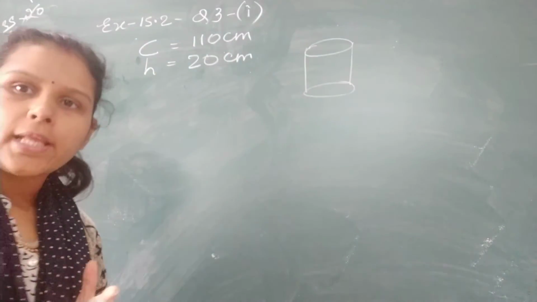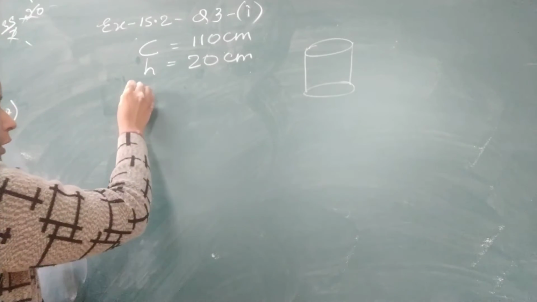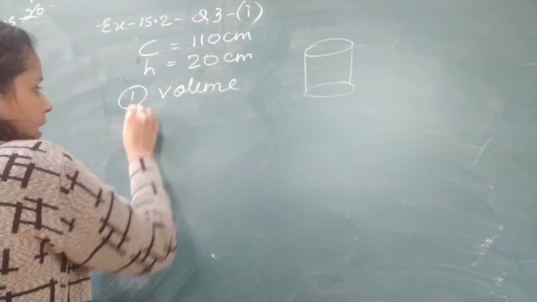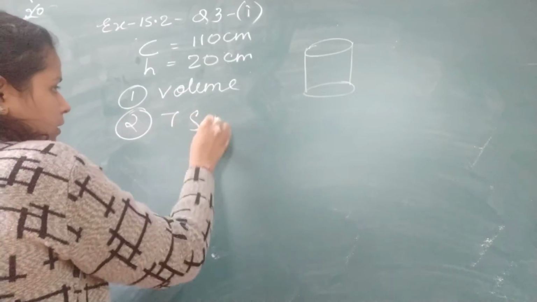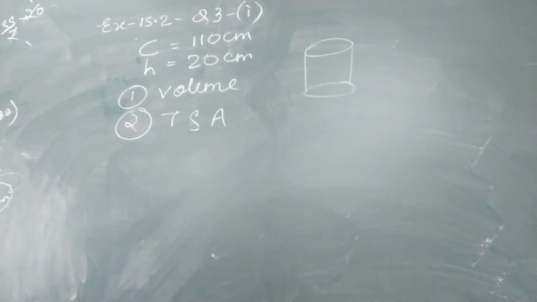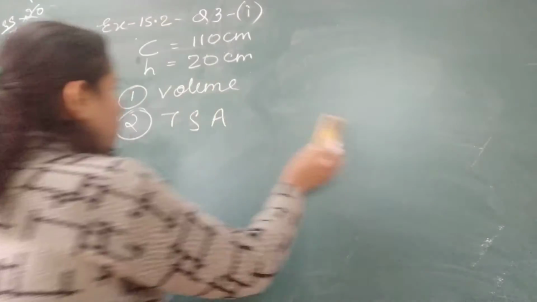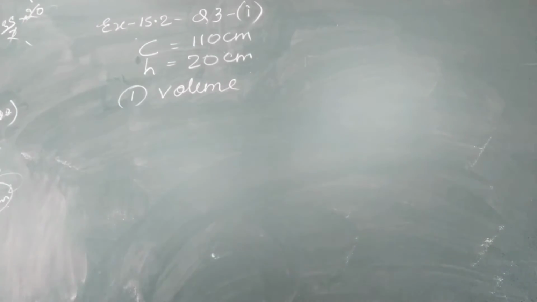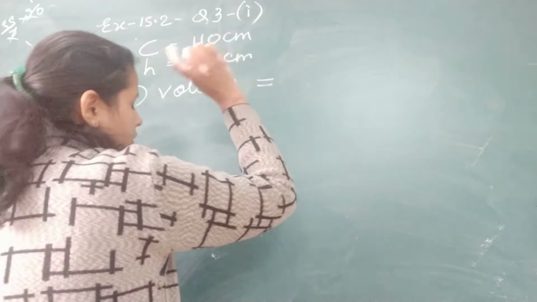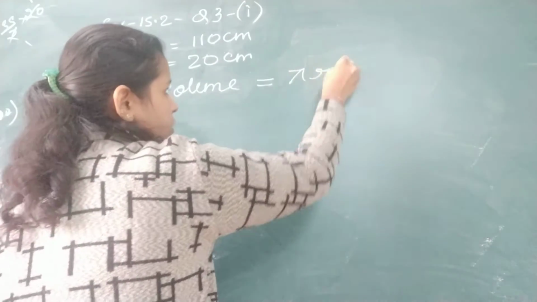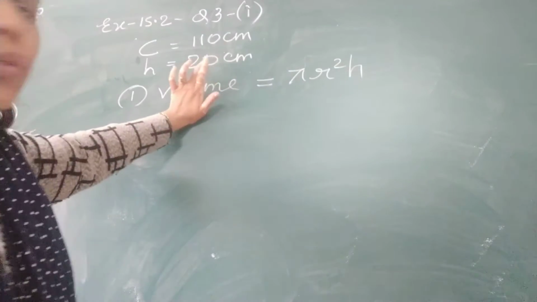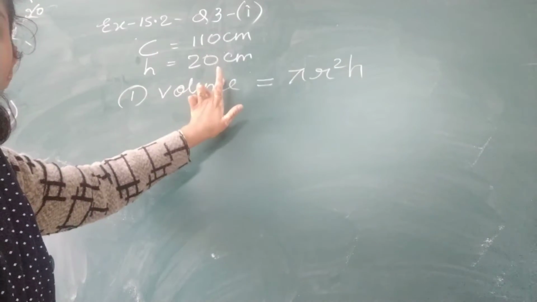Now the question is again the same. You have to find two things here. First is the volume and the second is the TSA. Okay? Now children, we take the volume here first. We just find the volume here. Now for the volume, the formula is pi r square h. The question which is given to you is the circumference and the height.